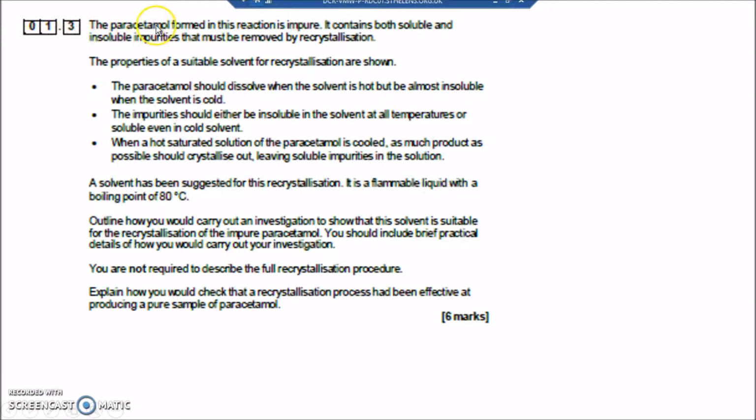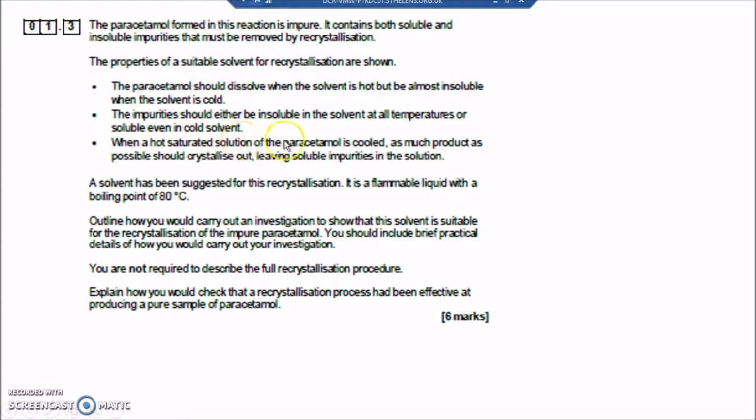Question 1.3. Paracetamol formed is impure. It contains impurities that must be removed by recrystallization. A suitable solvent. Well, the paracetamol should dissolve when the solvent's hot, but not dissolve when the solvent's cold. So when it's cold, it doesn't dissolve, but when it's hot, it is. That's the paracetamol that we're trying to make. The impurities should either be insoluble in the solvent at all temperatures, or soluble even in cold solvent.